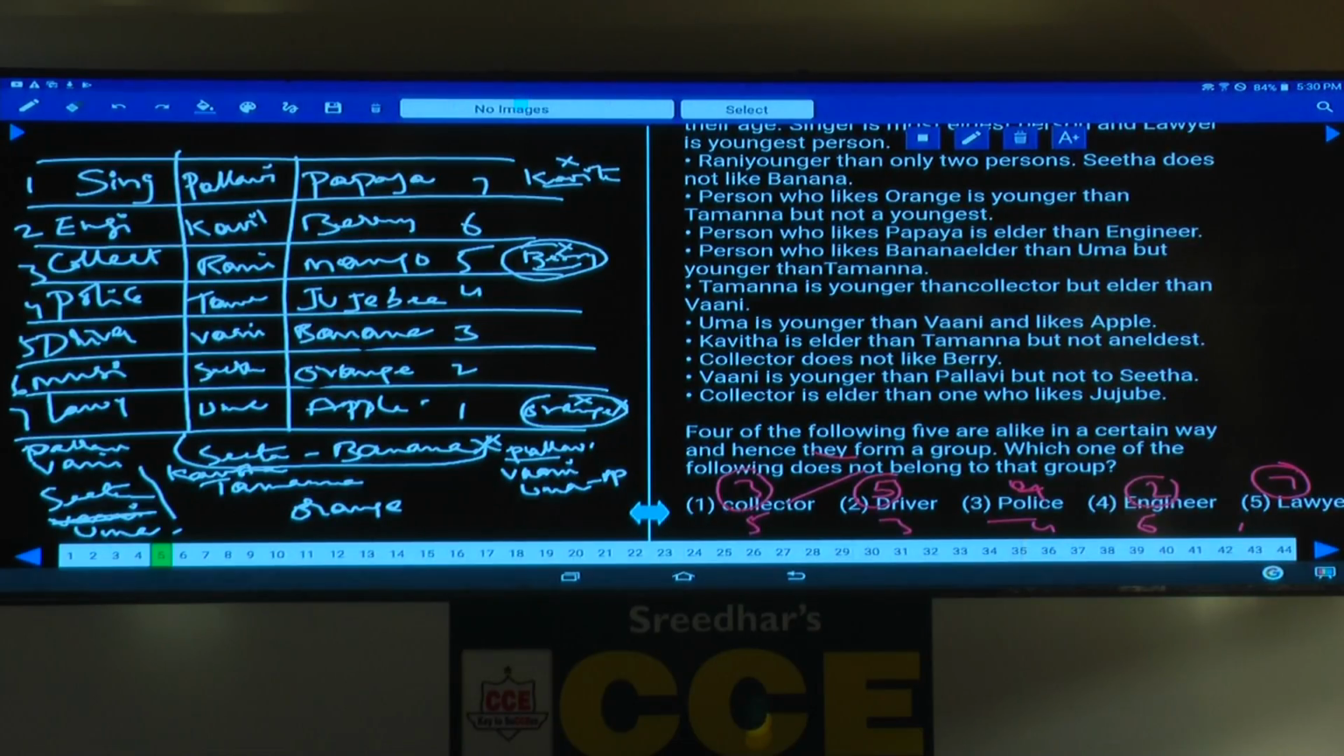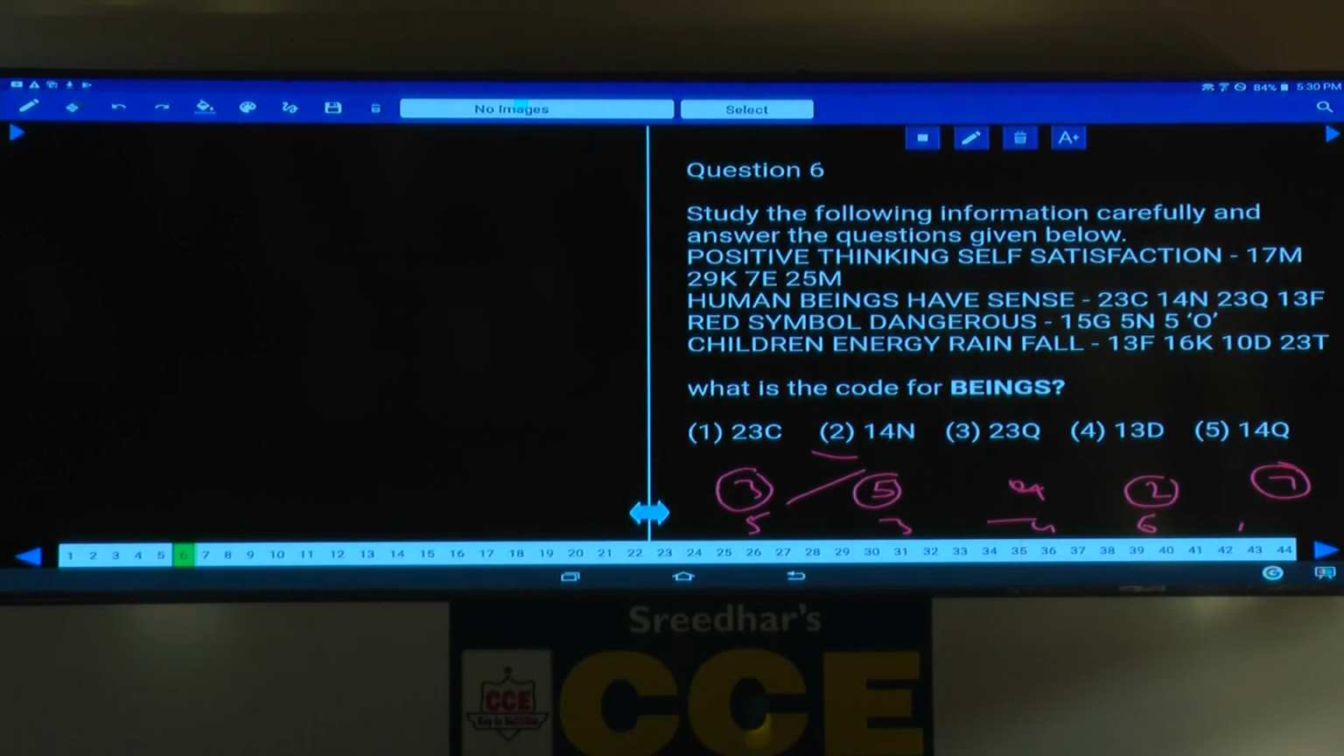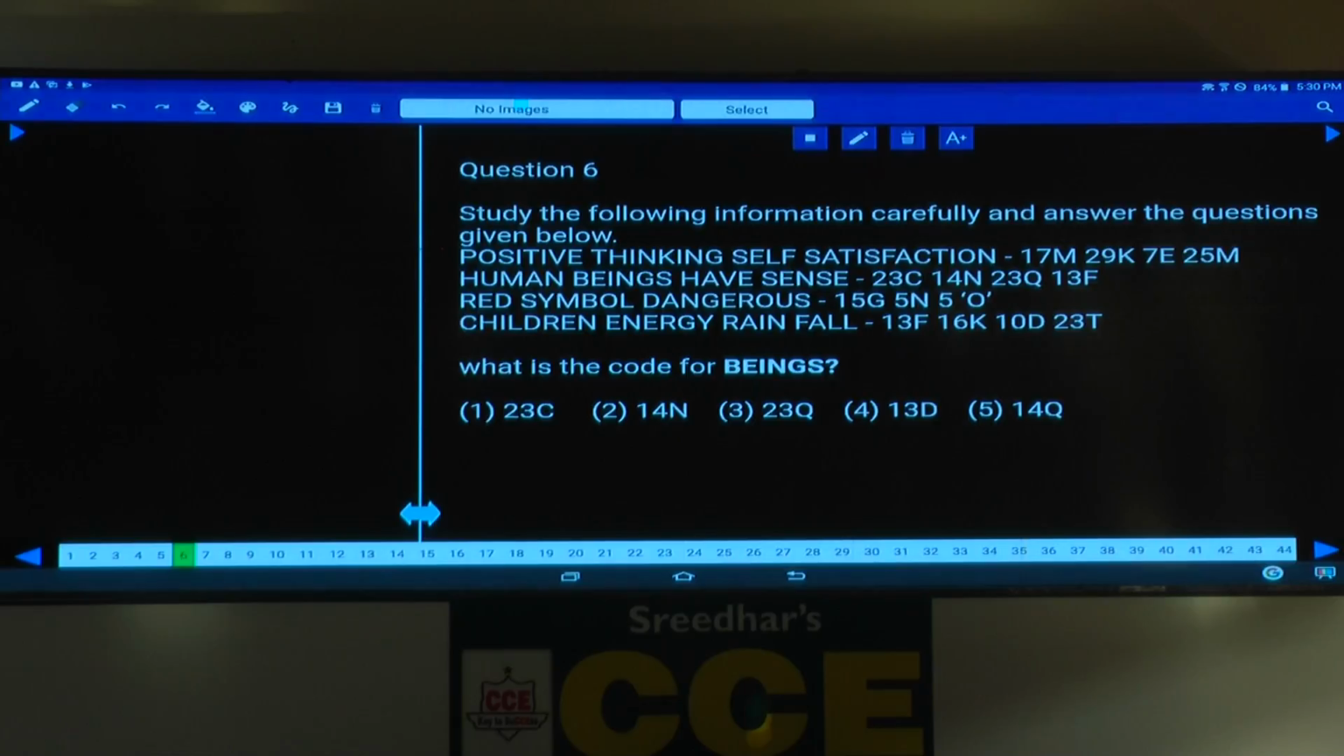Then question number 629. Now in question number 629, now coding and decoding. Now in this coding and decoding, positive thinking self-satisfaction is coded as 17M29K7E25M. And human beings have sense, and it is given like this. Yes, any answer to this one?